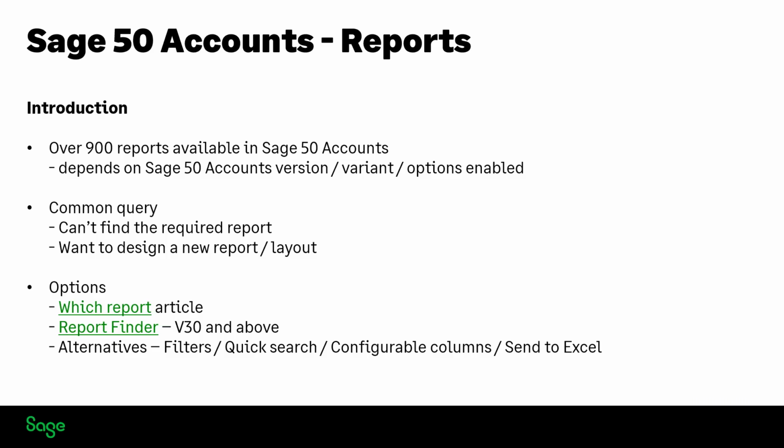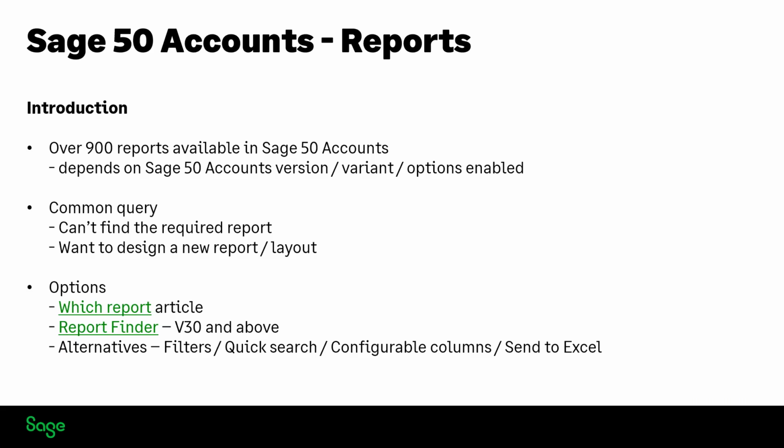And on the popularity of that Which Report article, it's now built into the software if you're on version 30 or above. So they're very, very similar. Again, you pop in some sort of query, some keywords to search on, and it will try and get you to the right report, rather than you going into the help center to find that information yourself.